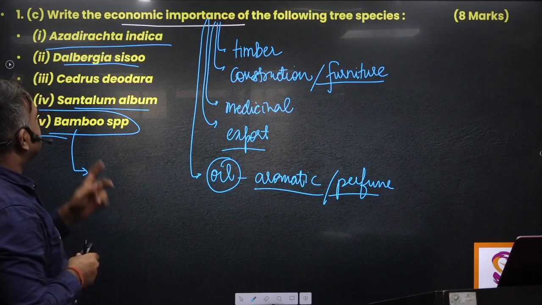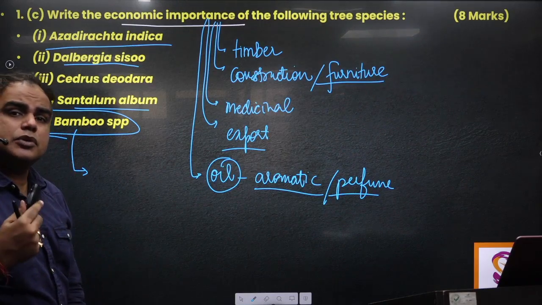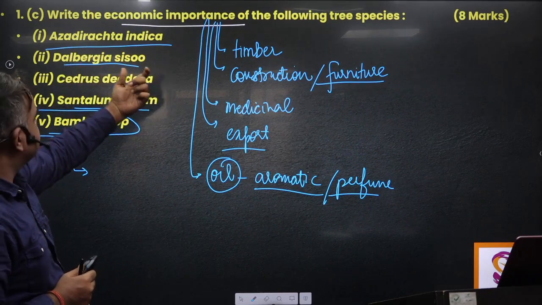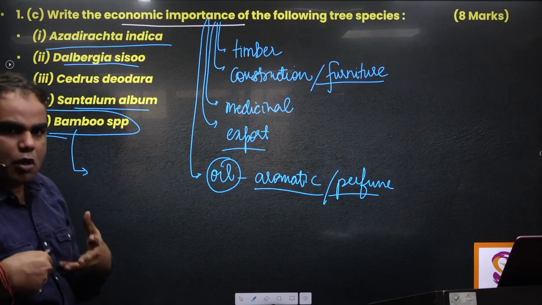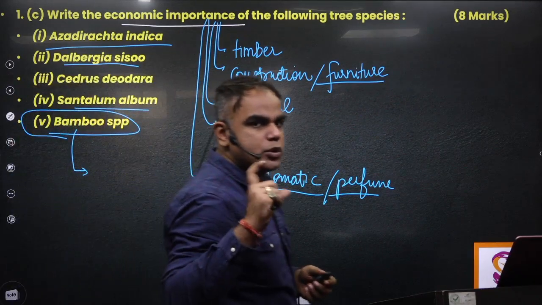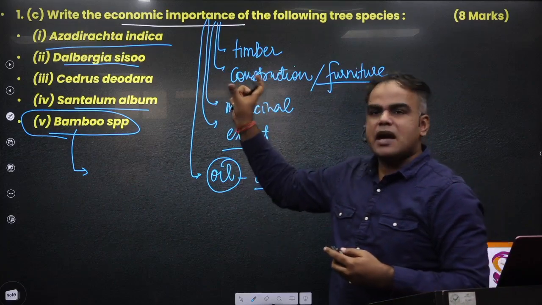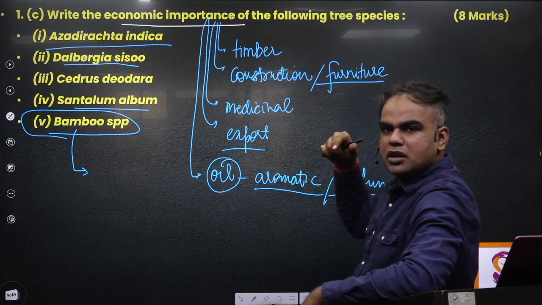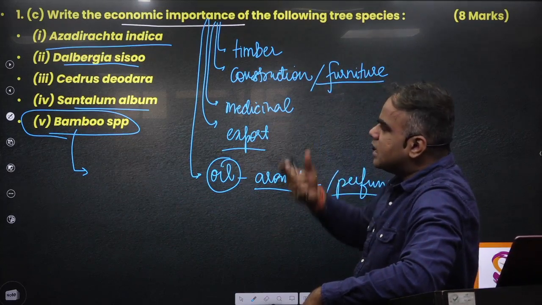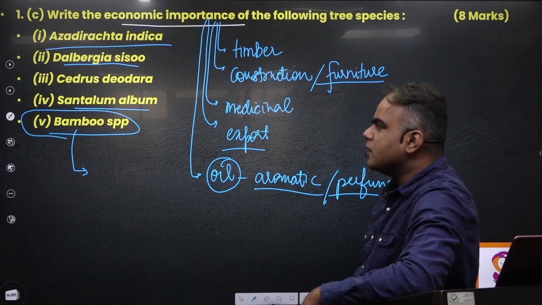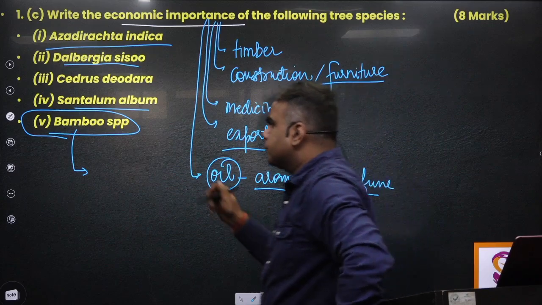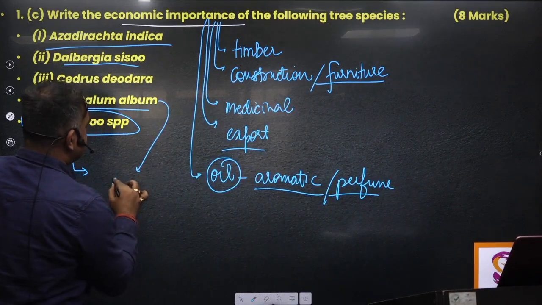Now here, the kind of species that are used are generally ones you are more aware about. Azadirachta indica is neem, which also has an important role in agriculture and can be used as a biopesticide. All these things have to be highlighted. Dalbergia sisu is shisham, extensively used in furniture and for timber. Cedrus deodara is deodar. Santalum album is something that you also read about in root parasitism.